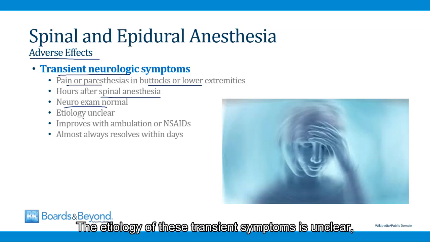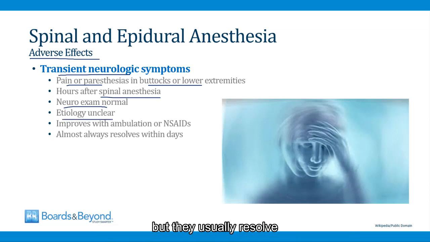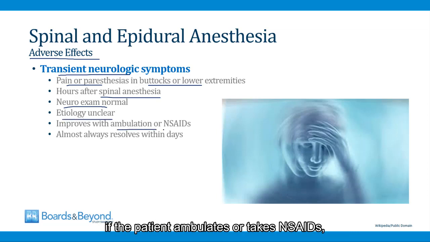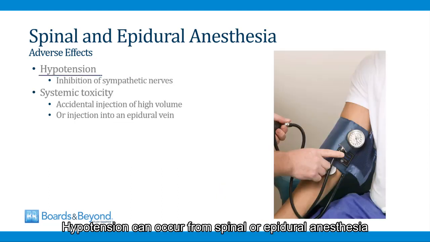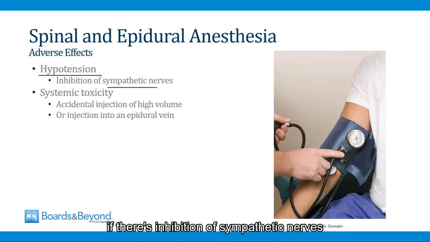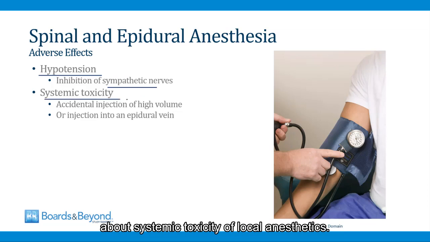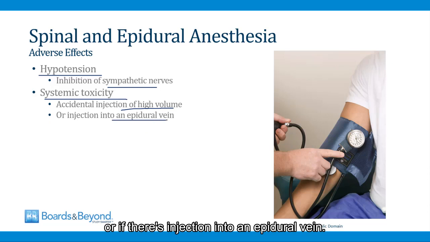The etiology of these transient symptoms is unclear, but they usually resolve if the patient ambulates or takes NSAIDs, and they're almost always gone within a few days. Hypotension can occur from spinal or epidural anesthesia if there's inhibition of sympathetic nerves, leading to vasodilation. And then lastly, we talked earlier about systemic toxicity of local anesthetics. This can happen in spinal and epidural anesthesia if there's an accidental injection of a very high volume of a local anesthetic, or if there's injection into an epidural vein.